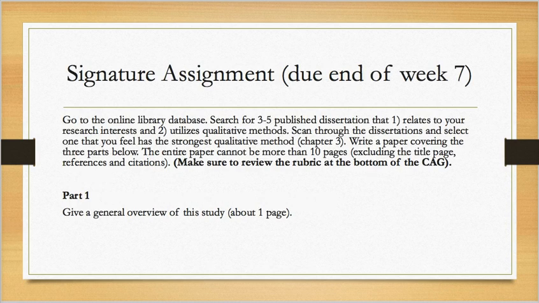So here's the assignment description. You're to go to the online database, search for 3 to 5 published dissertations that relate to your research interest, and utilize qualitative methods. It must be a qualitative study. We don't want you to analyze a quantitative study. It must be a qualitative study. Scan through the dissertation and select one that you feel has the strongest qualitative methods, which is typically Chapter 3.